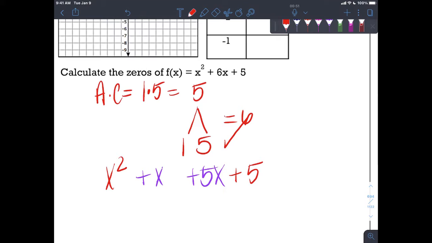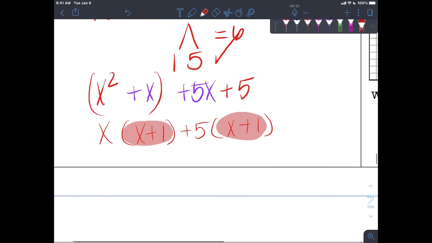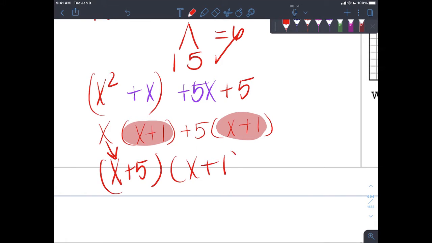Now I'm going to go ahead and factor out from the first two terms. Now I'm going to do it with the second two. I need to verify that the inside is exactly the same. If it is, I can combine like terms. I am now completely factored.